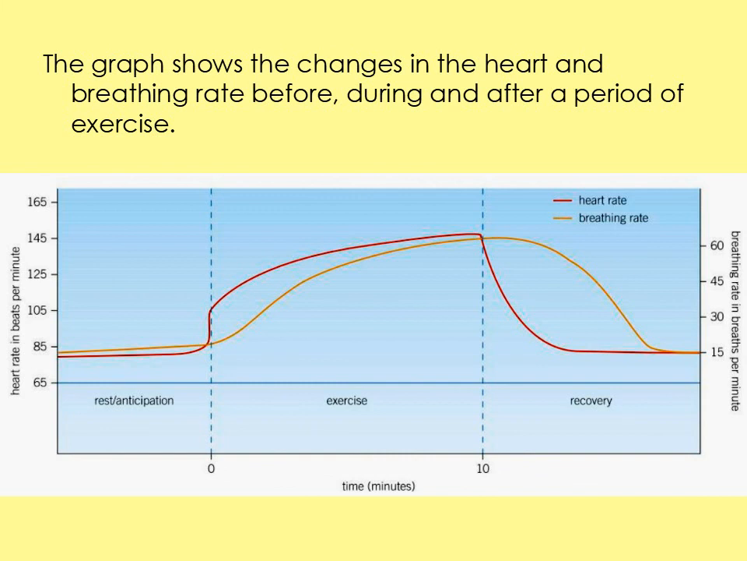I'm going to ask you now to look at the orange line, which is representing the breathing rate. When you are at rest, the breathing rate is at a constant. And when you start the exercise, the breathing rate starts increasing, although slower than the heart rate. When you stop exercising, the breathing rate starts decreasing again until it reaches the original number of breaths per minute. However, this happens much slower compared to the heart rate recovery.